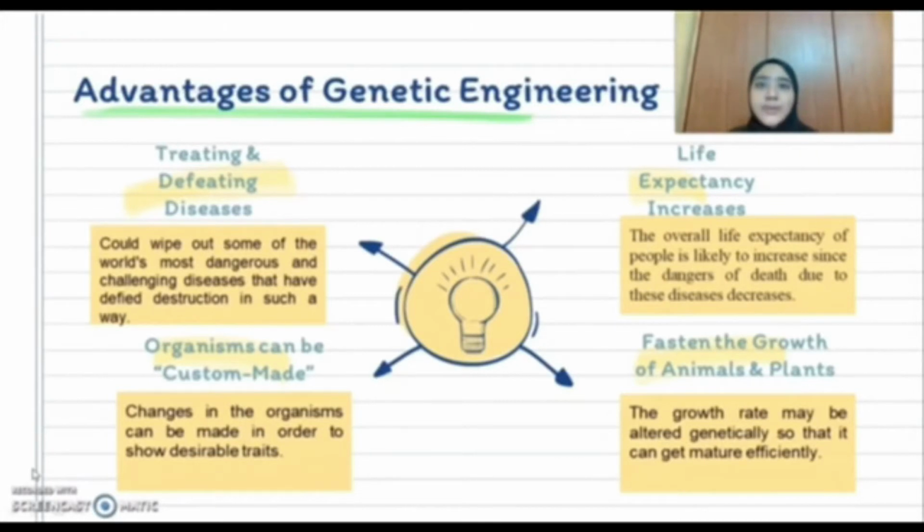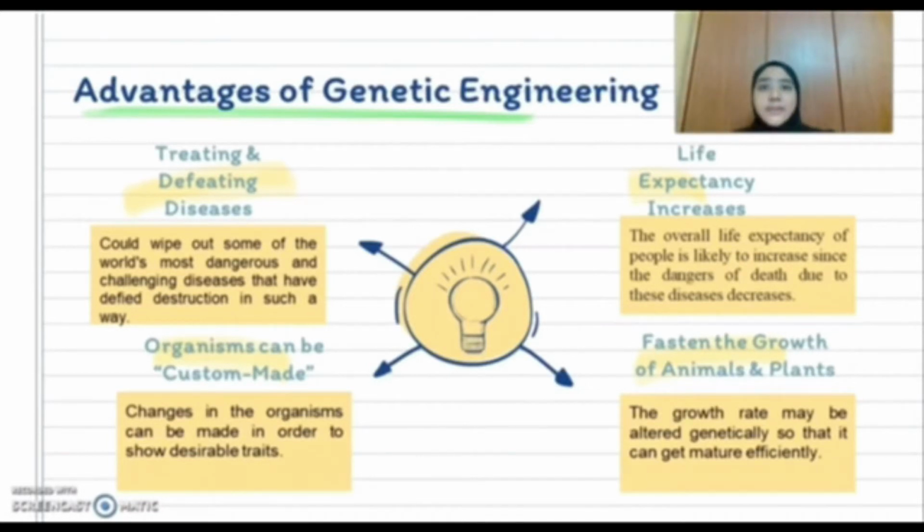Genetic engineering also has its own advantages. So the first one is treating and defeating diseases. So genetic engineering could wipe out some of the world's most dangerous and challenging diseases that have defied destruction in such a way. There are many genetic mutations that human beings can suffer from that will probably never be ended, kan? So we need to actively intervene so that we are safe or we are protected from those diseases.